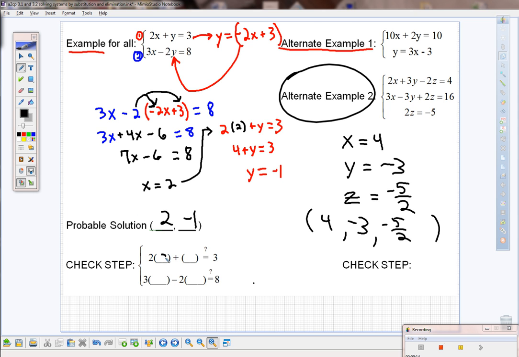Let's put the finishing touch on it. 2 times 2 plus negative 1 is 3, and 3 times 2 minus 2 times negative 1, you know that's 8. Minus negative is the same as plus positive.